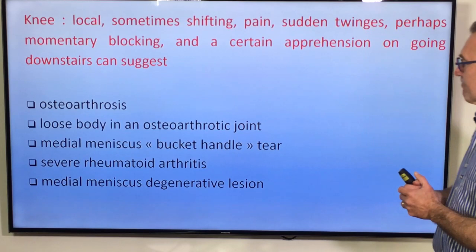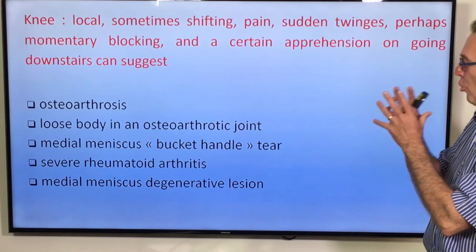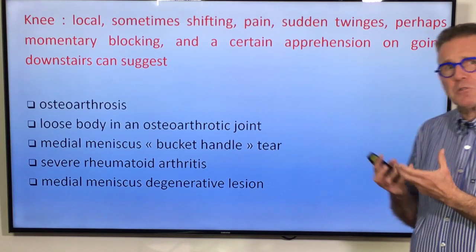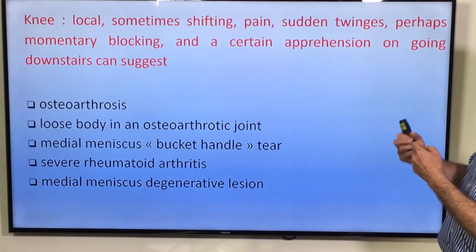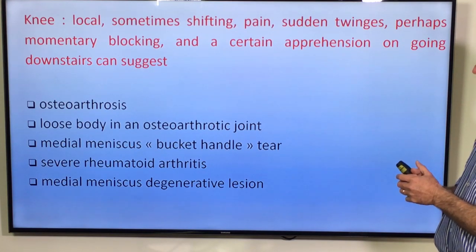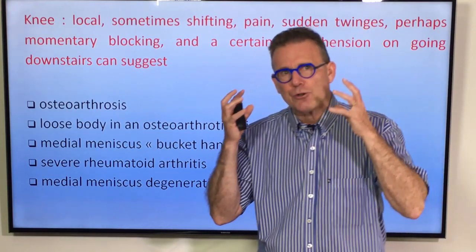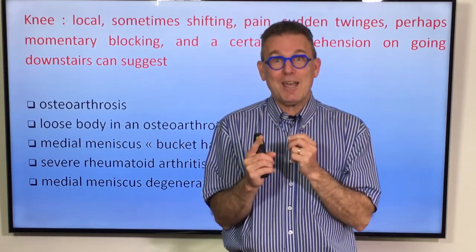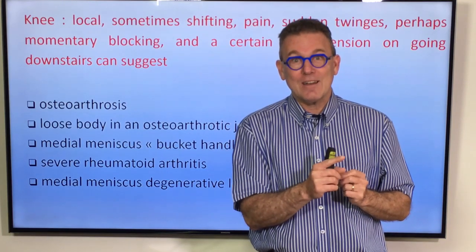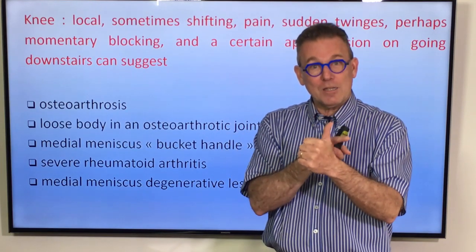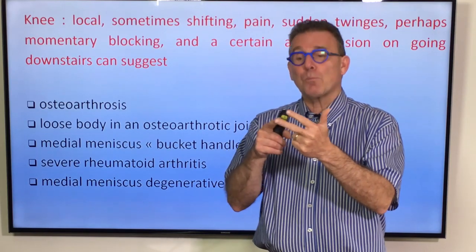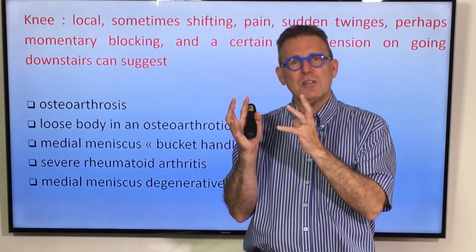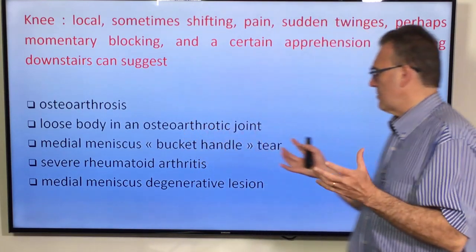Let's go to the knee. Let's imagine there is some local, sometimes shifting pain, sudden twinges, perhaps a momentary blocking in the knee, and a certain apprehension on going downstairs. When you hear that in the story, shifting pain, remember, shifting pain is always a shifting lesion. So shifting pain, twinges, temporary blocking, a feeling of instability, a feeling of giving way. What do you think of?